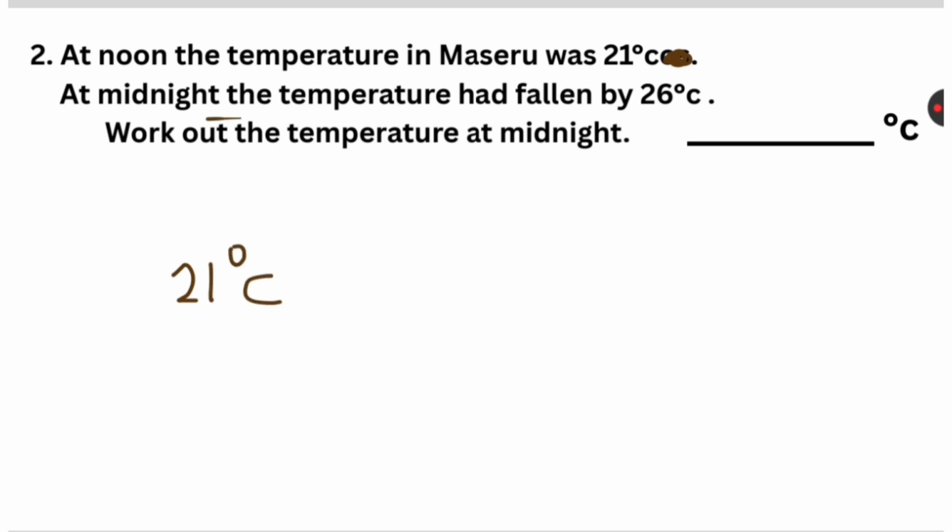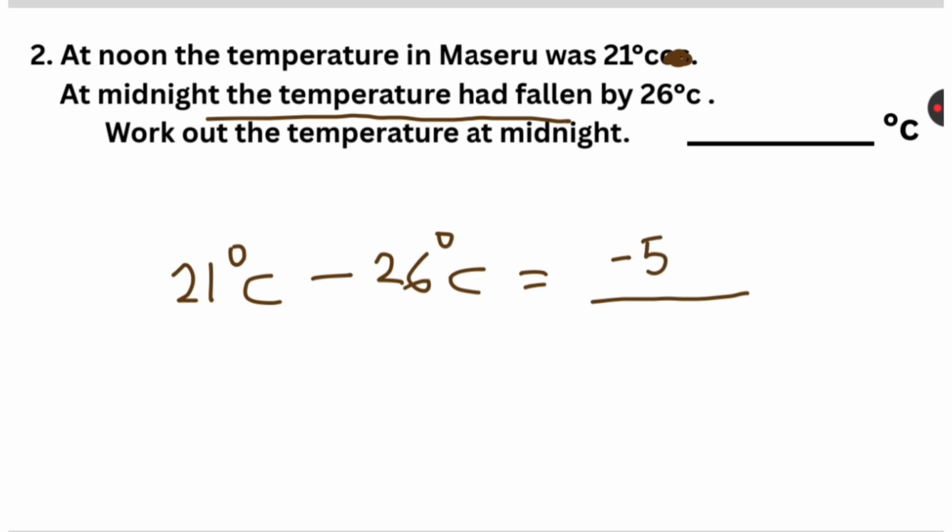At midnight, the temperature had fallen. Fallen is nothing but a subtraction. So that means from the afternoon temperature, if you subtract 26 degrees Celsius, then we are going to get the midnight temperature. So 21 minus 26 gives minus 5. Since it is a temperature, you have to write the degrees Celsius: minus 5 degrees Celsius.